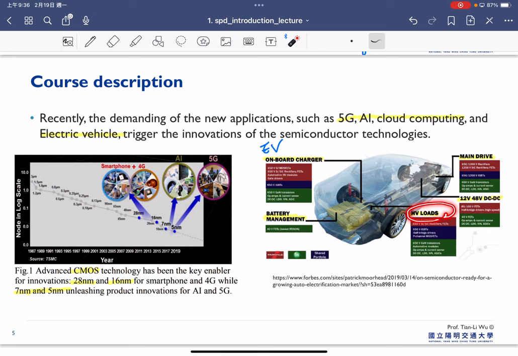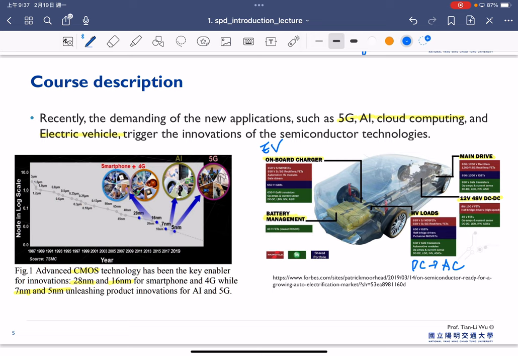In that case, the high voltage load performs the function of DC to AC. That's very important, because the battery inside the electric vehicle provides a DC voltage, but we have to transform it to AC to drive our wheel. In any case, you can see that there are many semiconductor technologies inside one electric vehicle.